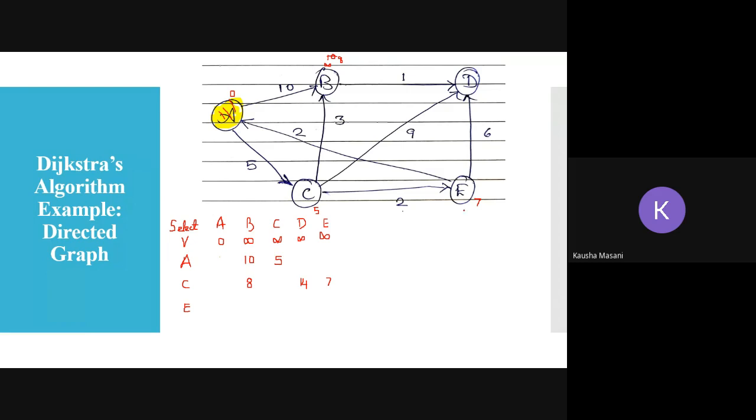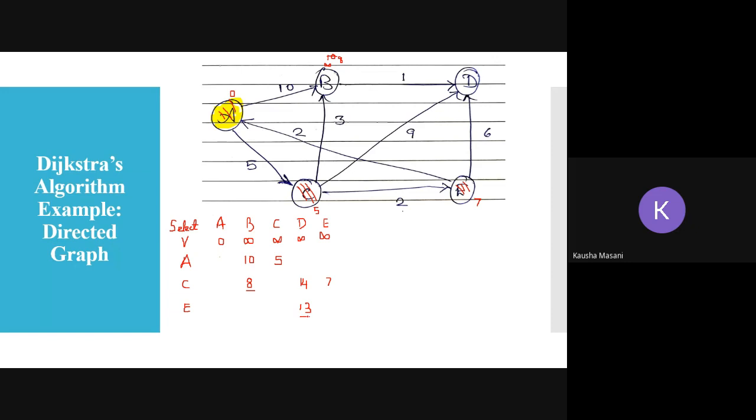Now from E to D, can I go? Yes. So 7 plus 6, that is 13. And that is less, so I can update. Correct? So E is completely explored. Now which vertices are remaining to be explored? See, first we explored A, then we explored C, and then we explored E. So remaining are your B and your D.